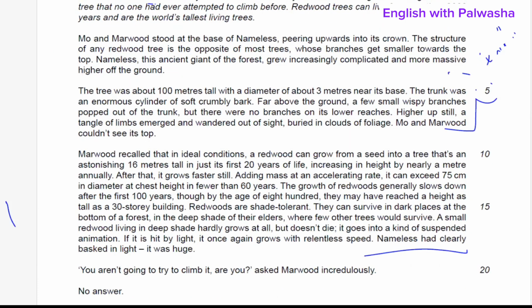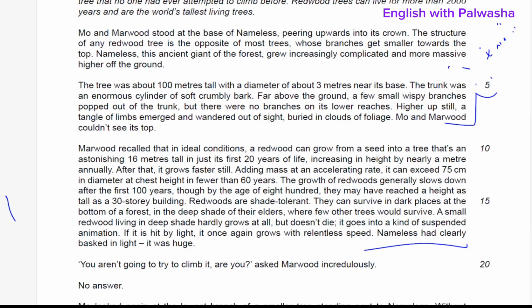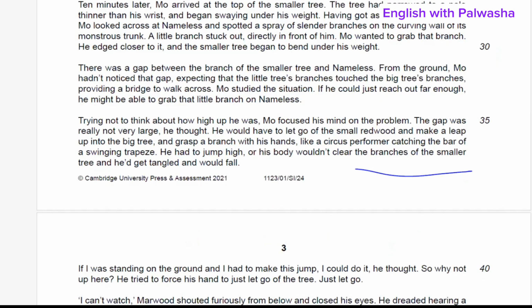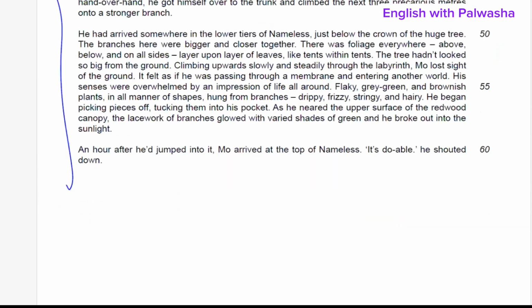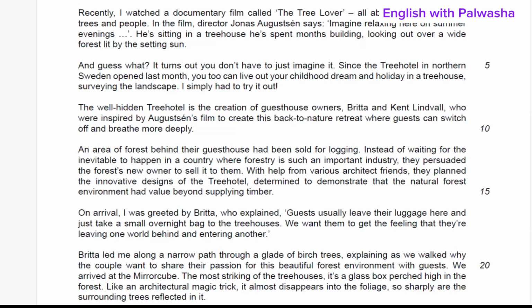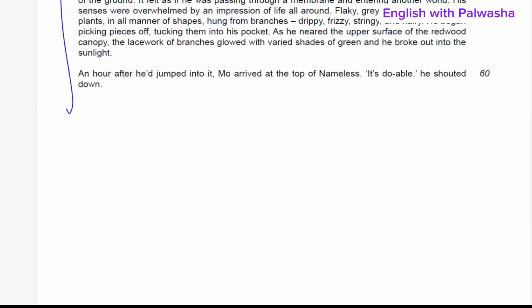This text is named Nameless. So we have Text A and then Text B. Each text is altogether around 300 to 400 words. Through Text A we have to answer questions one and two, and through Text B we have to answer question number three, which is also quite challenging. You need to be a bit extravagant in attempting this text, because reading will take you to the best level. First read Text A in a proper manner and then move towards Text B.